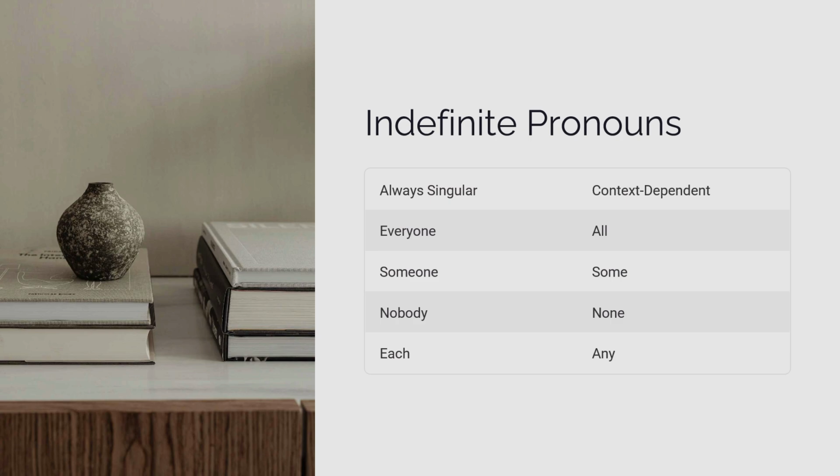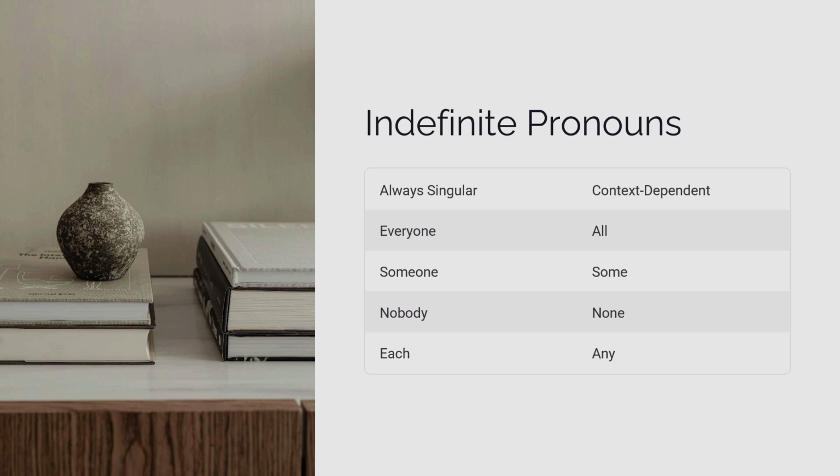So for example, if the word all refers to a singular uncountable noun, we use a singular verb. Okay, so for example, all of the water is gone. But if all refers to a plural noun, we use a plural verb, like in all of the cookies are gone. So all of the water is gone compared to all of the cookies are gone. Let's go over one more example.